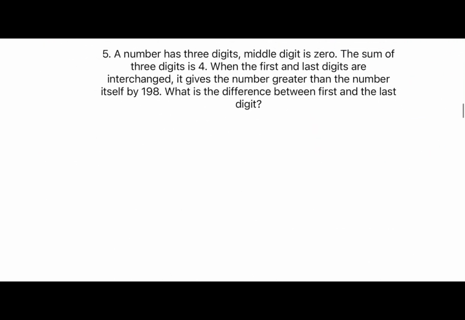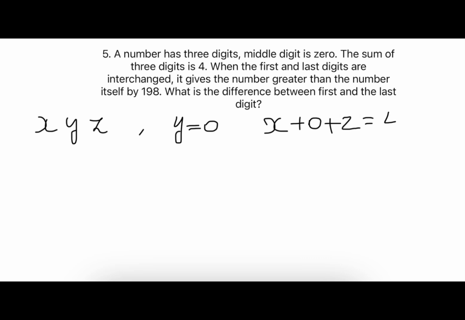Now question number 5. A number has 3 digits. So let us consider the number to be X, Y and Z again, just for the convenience. Middle digit is 0. That is Y is equal to 0. The sum of 3 digits is 4. That means X plus 0 plus Z is equal to 4. I can as well write X plus Z is equal to 4. When the first and last digits are interchanged, it gives a number which is greater than the number itself by 198. What is the difference between first and the last digit?